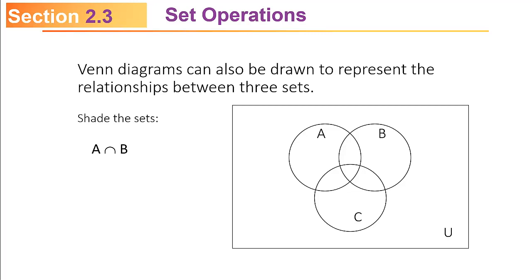So if I wanted to shade the intersection of A and B, I would have that, what I sometimes call a football-shaped area that represents the overlap between A and B.